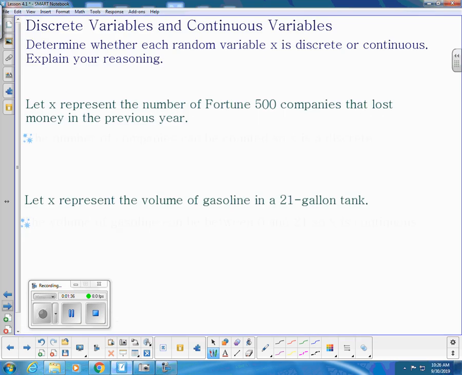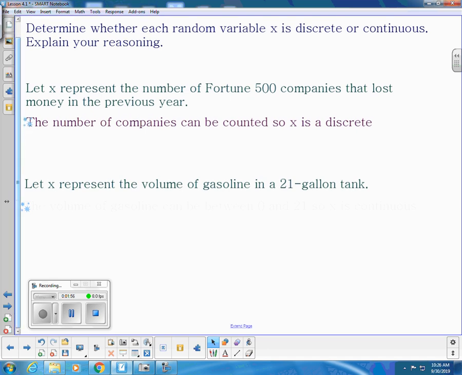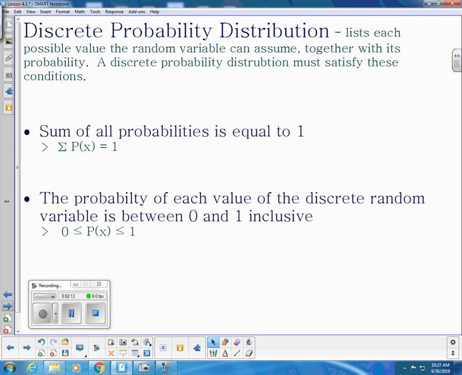Okay, so determine whether each is discrete or continuous. Let X represent the number of Fortune 500 companies that lost money in the previous year. Discrete or continuous? Discrete, you can count. You can physically say 1, 2, 3, 4, I can count them. X represents the volume of gasoline in a 21-gallon tank. Continuous, because there's not going to be full gallons. It's not going to be I have 1 gallon, or 2 gallons, or 3 gallons. It's going to be 2.637 or whatever. Okay, all right. Discrete probability distributions.